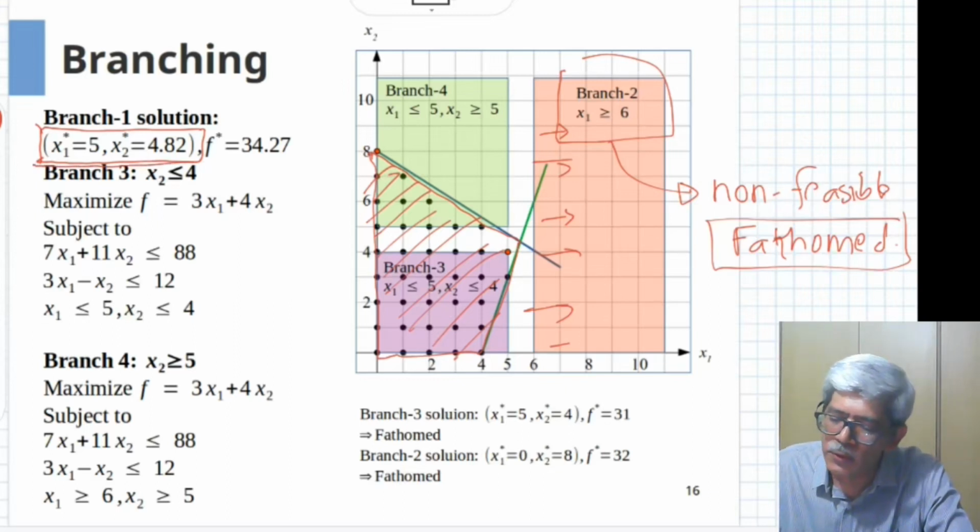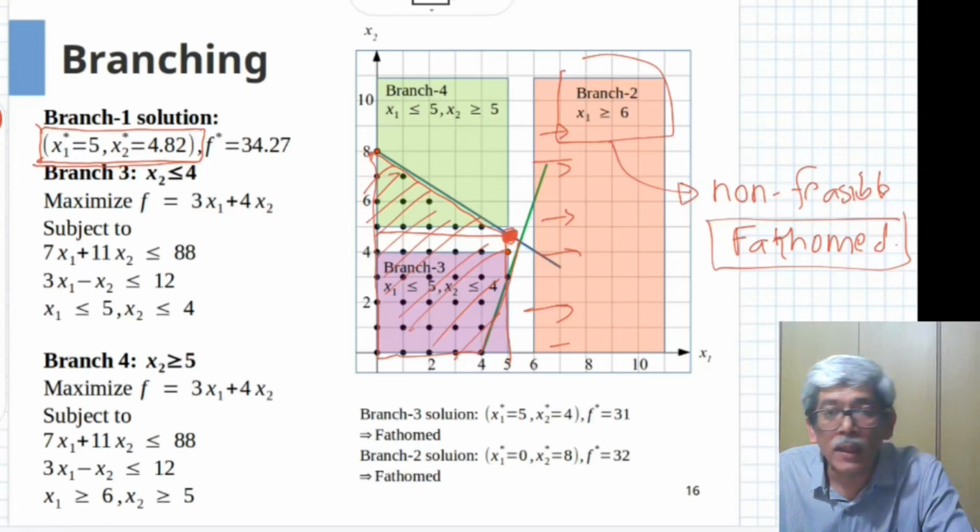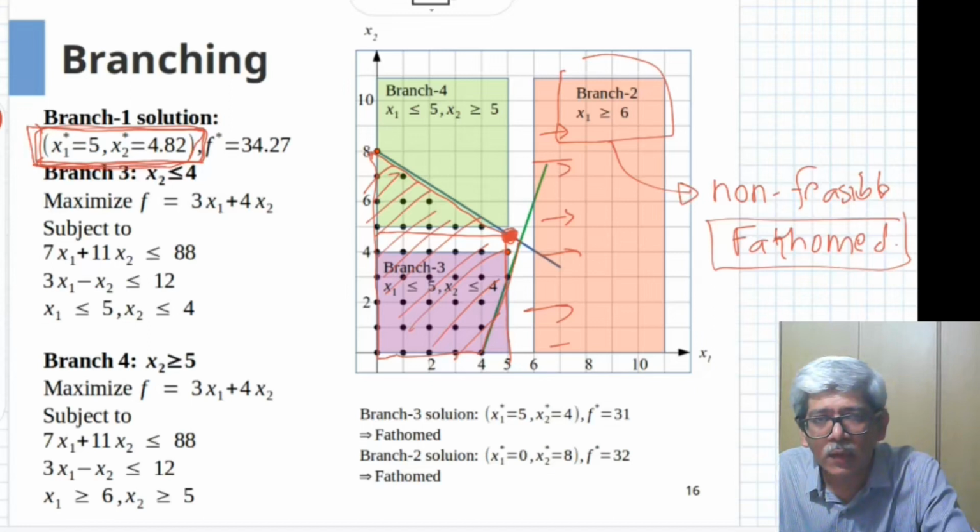82. So that is the solution that you have got. So that solution would be appearing somewhere at this particular point, x1 equal to 5 and x2 equal to 4.82. So that is the solution that is available. So at this point, we cannot fathom this node because it does not have all integers.